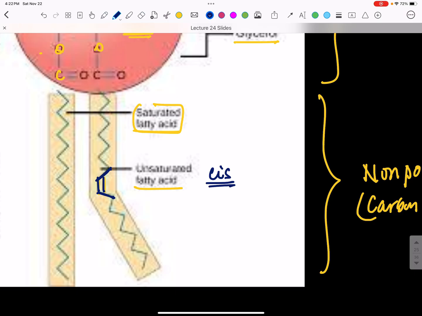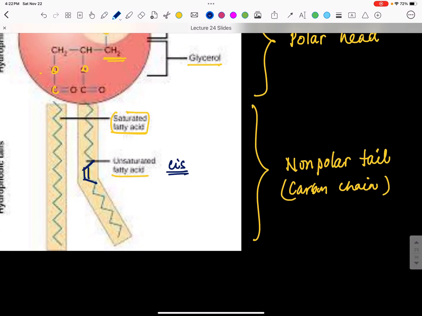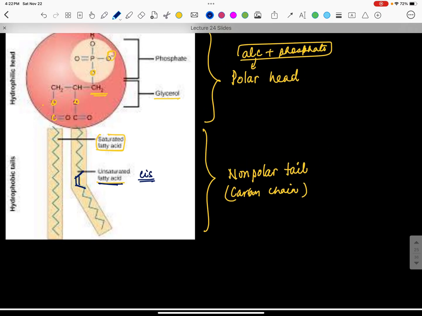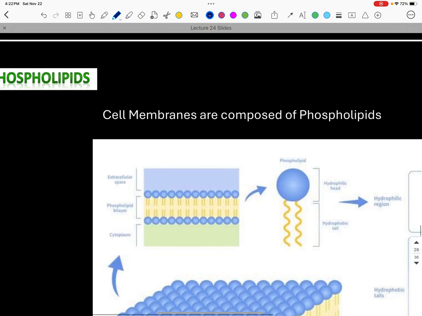And this sort of a kink will minimize very tight packing in the membranes. So the unsaturation is important for the fluidity of the membranes. The more double bonded structures that you have, the more fluid the plasma membrane will be. So these are important components of the plasma membrane.